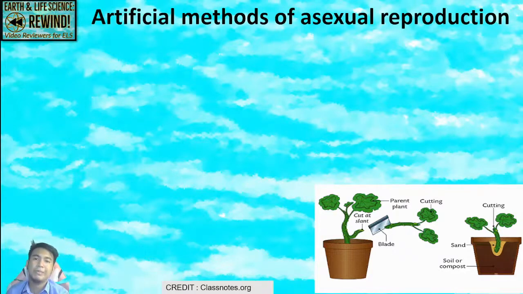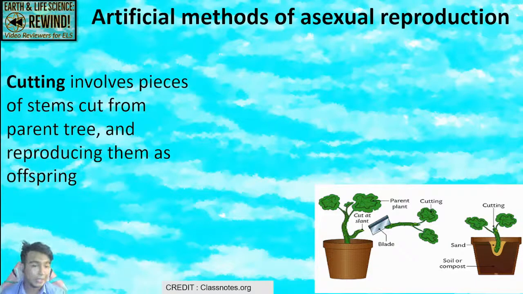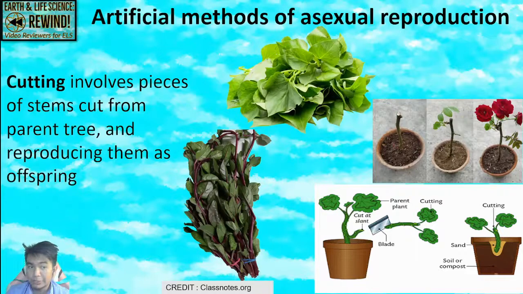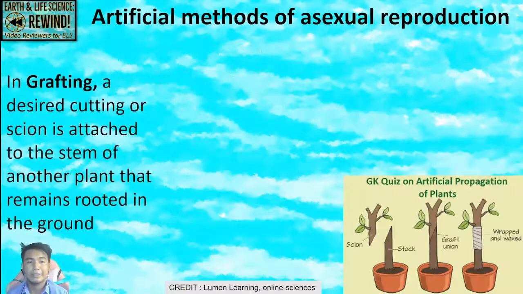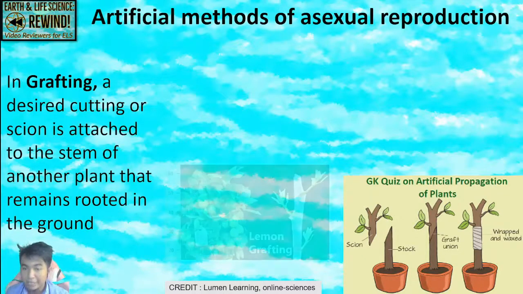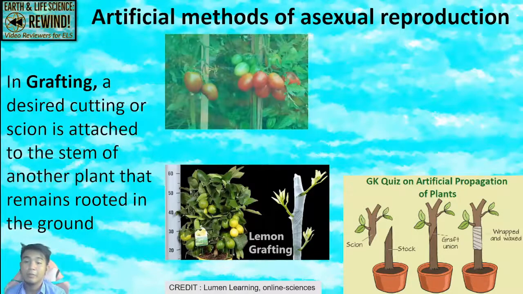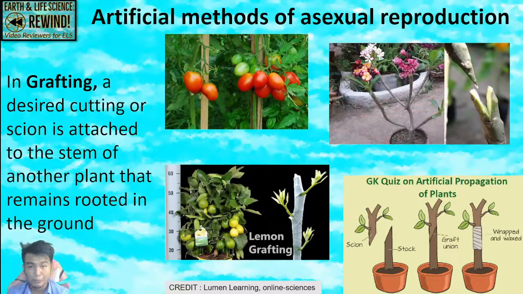You can force the plant to reproduce by first cutting. Cutting involves pieces of stems cut from the parent tree and reproducing them as offspring. Spinach and roses can be products of cutting. Grafting is when a desired cutting or scion is attached to the stem of another plant and remains rooted in the ground. You can mix plant species and reproduce them through grafting.